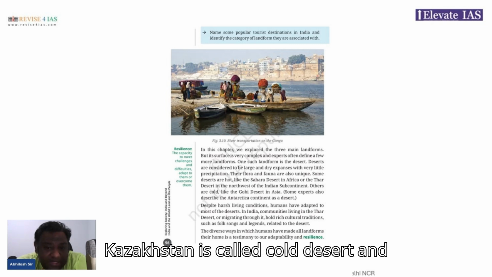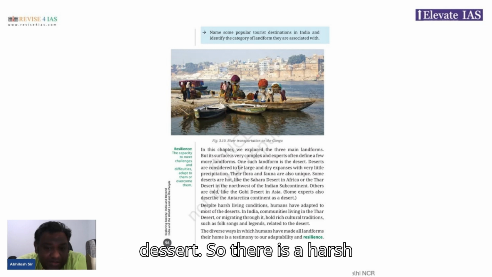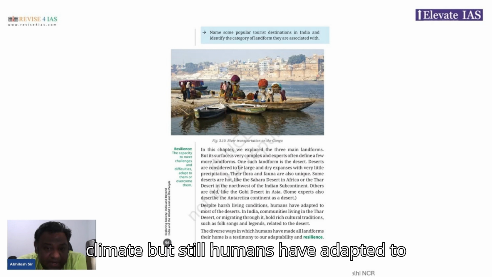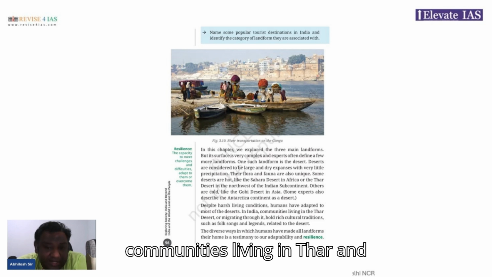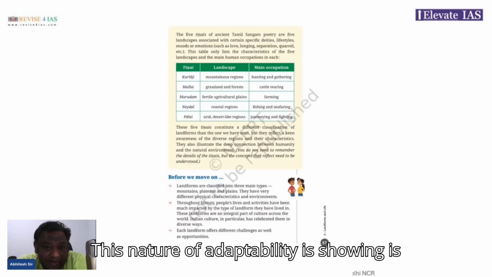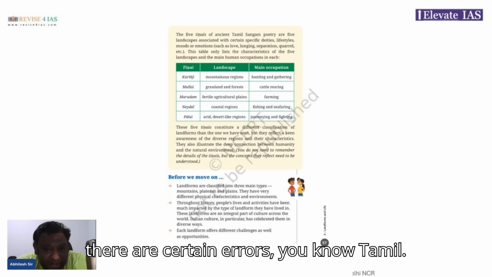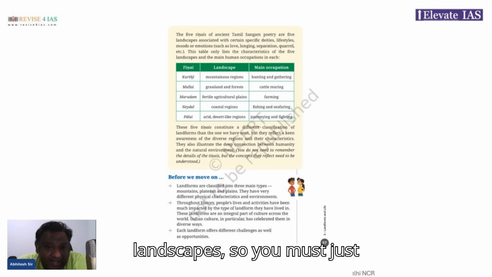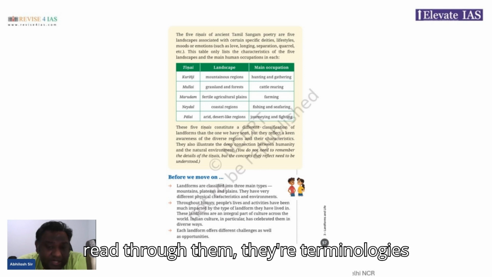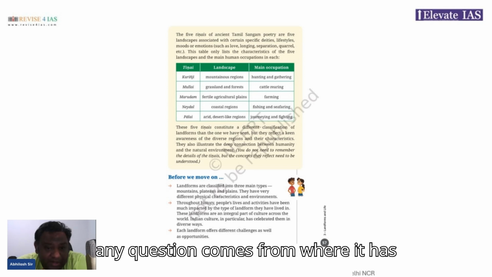The Gobi Desert in Asia, in Kazakhstan, is called a cold desert, and Antarctica is sometimes also called a desert. So there is a harsh climate, but still humans have adapted to living over there also. There are communities living in Thar, and this nature of adaptability of humans is shown there. There are certain Tamil or Sangam poetry which have mentioned various landscapes. So you must read through the terminologies, and it will help you realize, if any question comes, where it has come from.